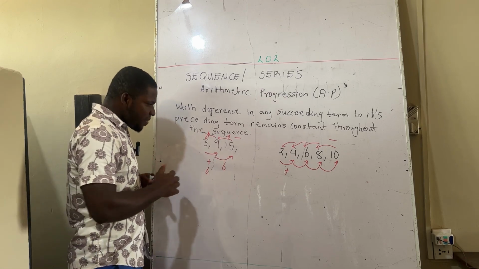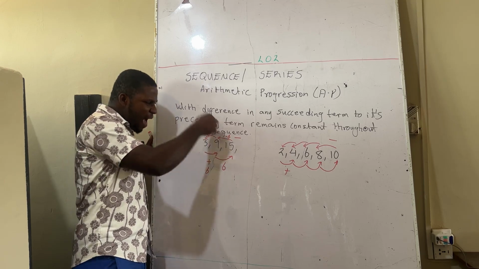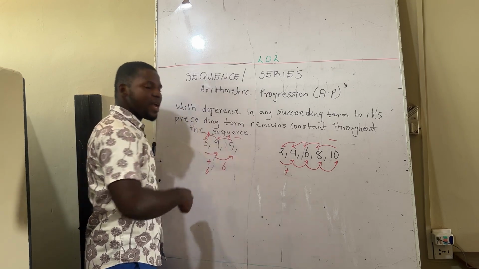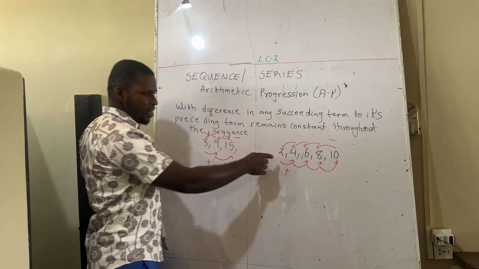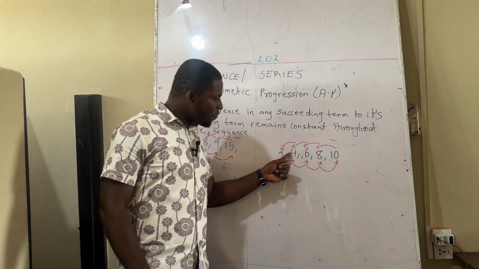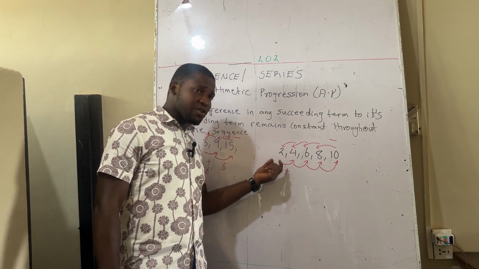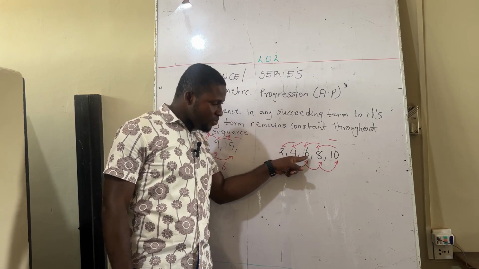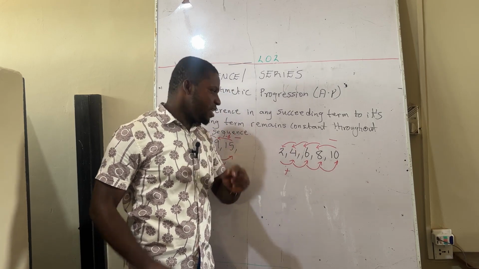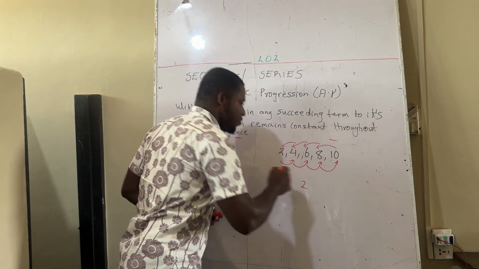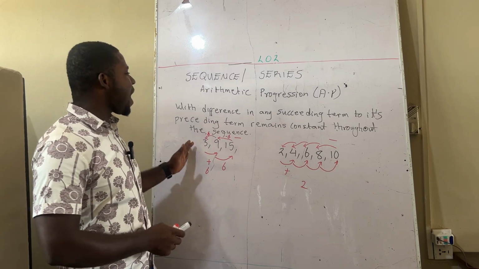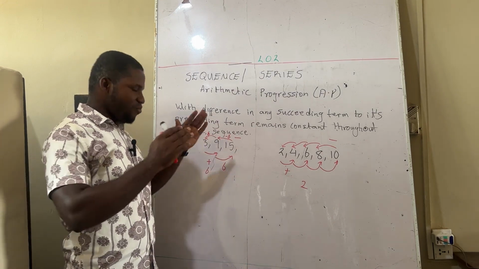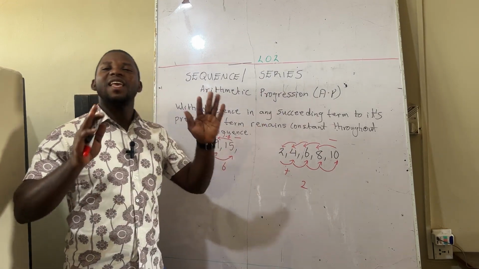So it means that there is a constant number which is being added to the first term in order for you to get the second term. You add it to the second term, then you get the third term. Let's come to this side: 2, 4, 6, 8, 10. There is a particular number which was added to 2 before you got 4. The same number, when added to 4, gives 6. You add it to 6, you get 8. You realize that that number is 2. So whenever you have a sequence of this nature, we call it arithmetic progression, popularly known as AP.